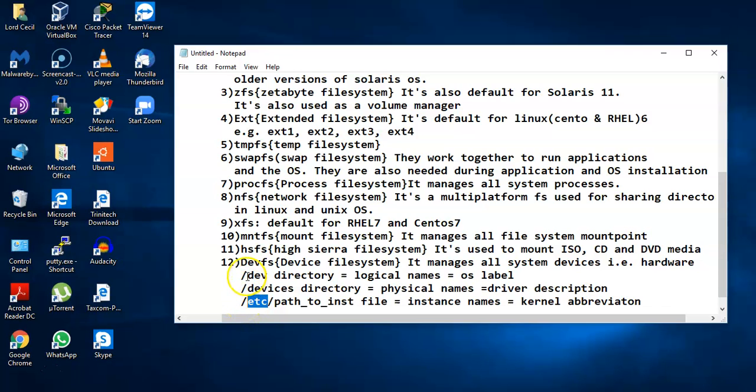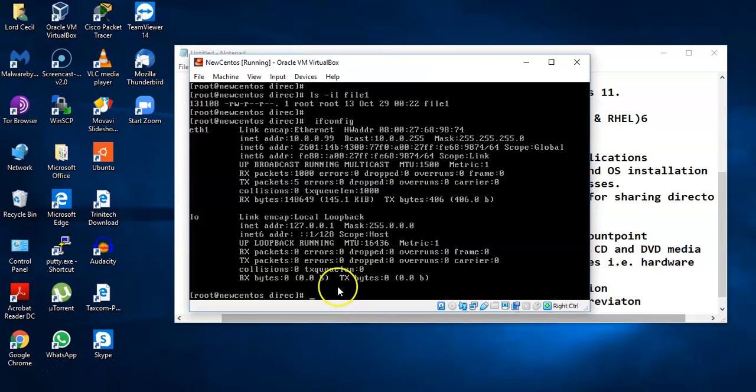So we see this first one, the /dev directory, is a directory that contains logical names of system devices. That is equal to logical names of system devices. And those logical names of a device are the label given to that device by the operating system, so the OS label. And we gave an example, like ETH0, ETH1, depending on your server.